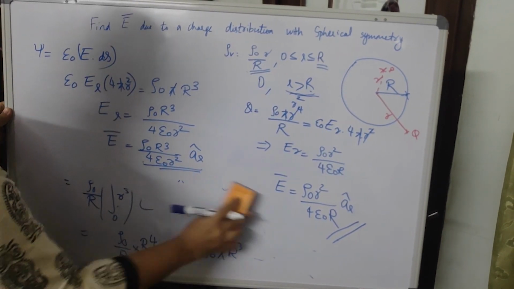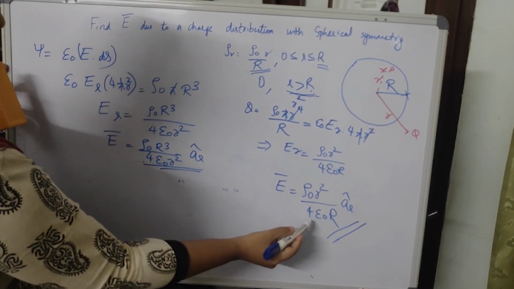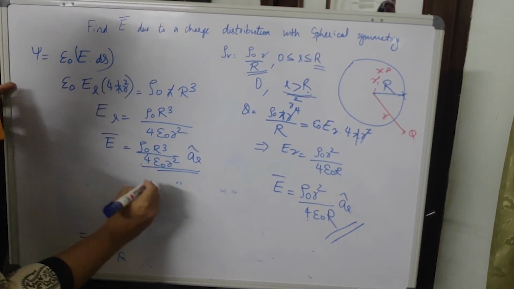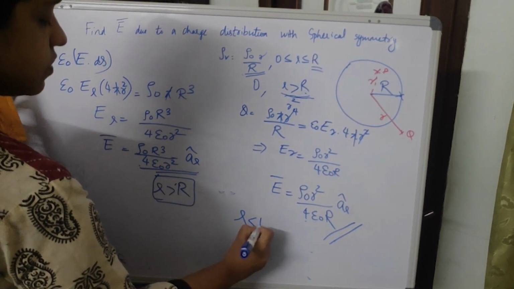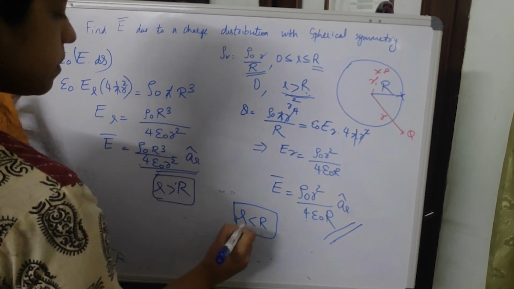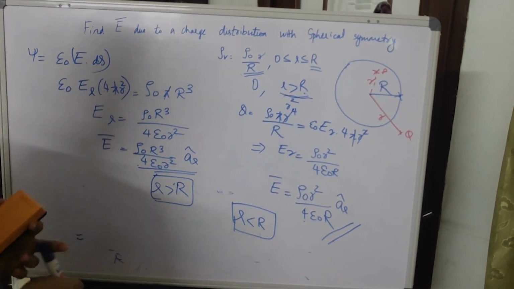So your answer will be having two parts. When r is less than R, this will be the electric field, and when r is greater than capital R, this will be the answer. There are similar problems like this, and for these you have to take two different cases and calculate separately.